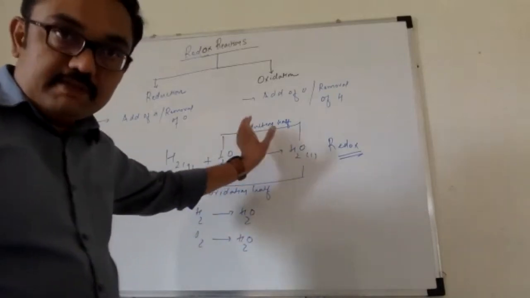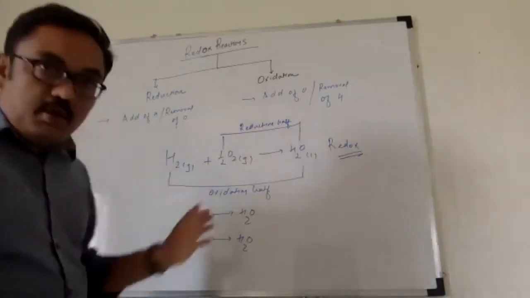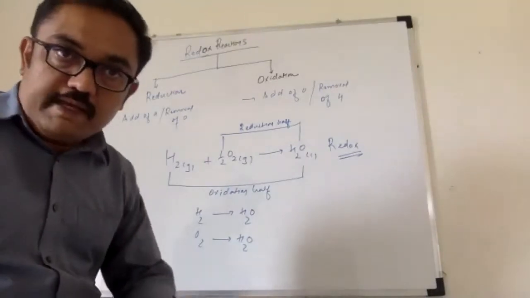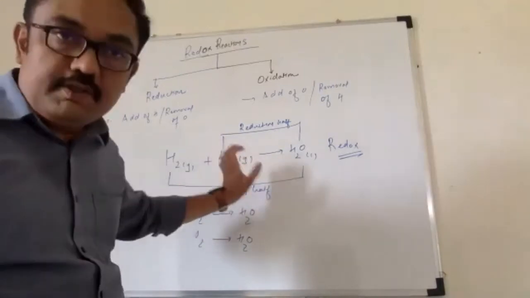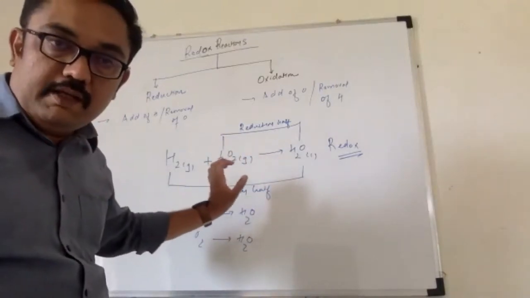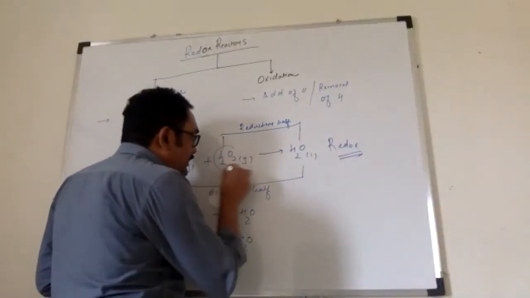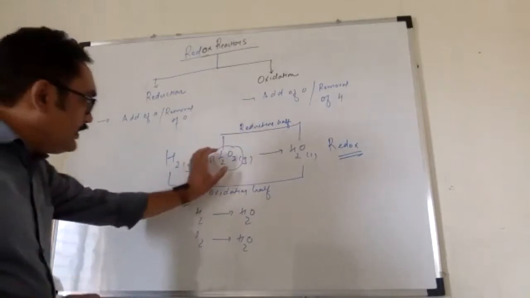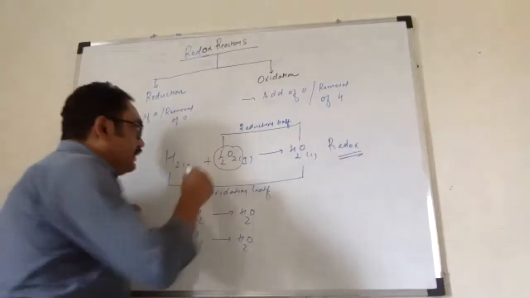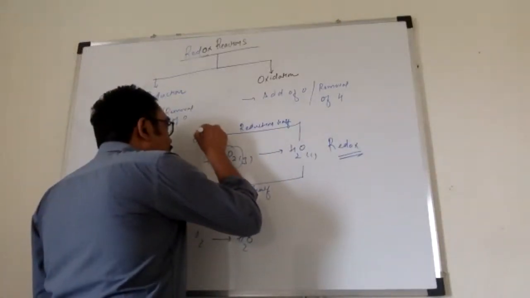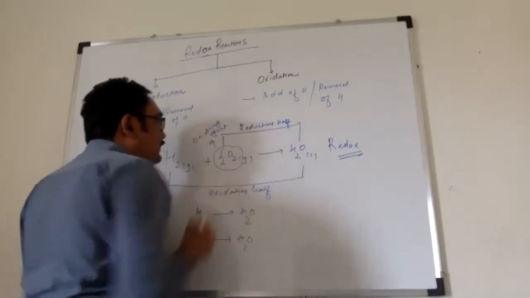Okay, now H2 undergoes oxidation, but H2 oxidizes in the presence of what? It oxidizes in the presence of oxygen. So oxygen can be called an oxidizing agent. It's oxygen that is oxidizing hydrogen into water. So oxygen here is the oxidizing agent.